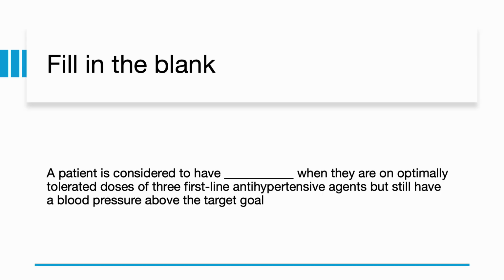Fill in the blank. A patient is considered to have blank when they are on optimally tolerated doses of 3 first-line antihypertensive agents but still have a blood pressure above the target goal. What is the correct answer? The correct answer is resistant hypertension.